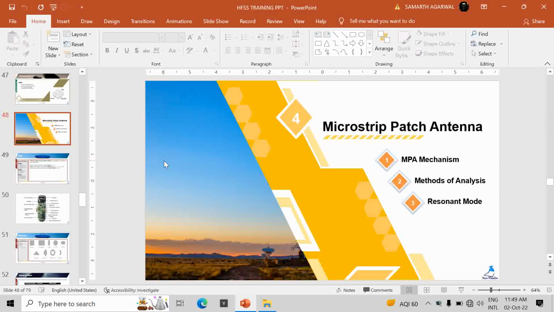Mainly, the title of this course is Antenna Designing, learning antenna designing with the help of equations. But anyway, in order to differentiate from my earlier courses, that's why I'm telling you this antenna designing course using HFSS. So till now, we have covered three modules, starting from introduction, then parameters, then feeds and losses. Now we are coming to the microstrip patch antennas. In this module also, some key highlights I have mentioned, which are the MPA mechanism, that is the microstrip patch antenna mechanism, methods of analysis and resonant modes.